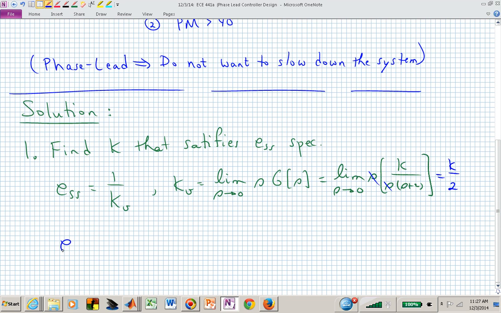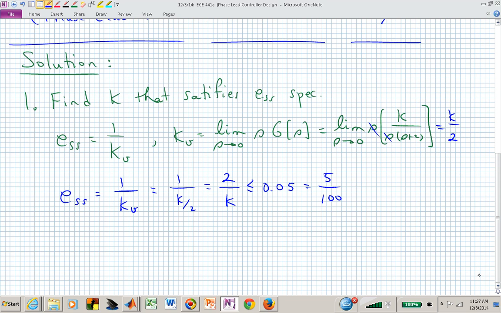We plug that expression for K sub V into our steady state error equation, and we wanted that to be less than or equal to 0.05, or 5 over 100. We can now solve that for K, and let's just assume that we are interested in the lower bound. We don't want to increase our gain too much. K then becomes equal to 2 times 100 divided by 5, or 200 divided by 5, which is 40.